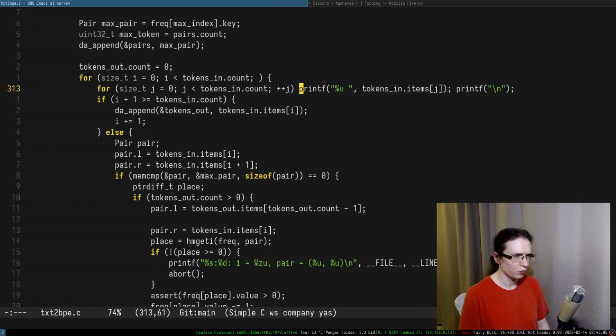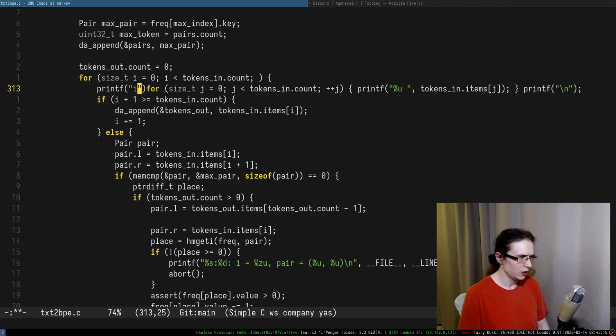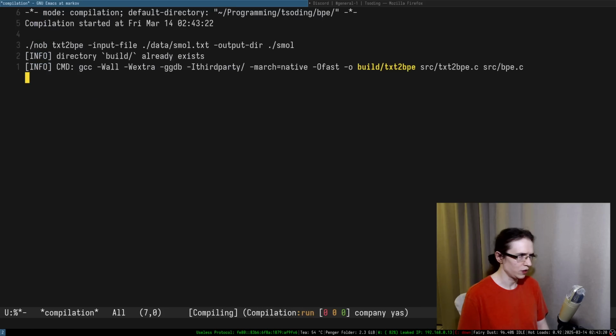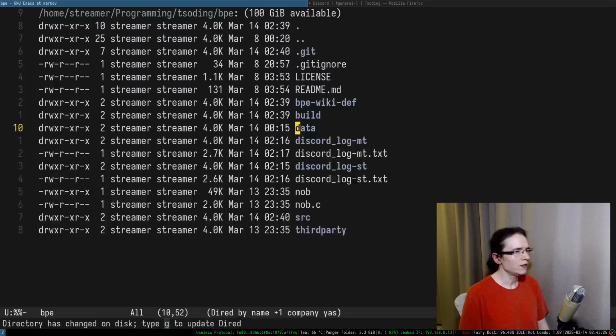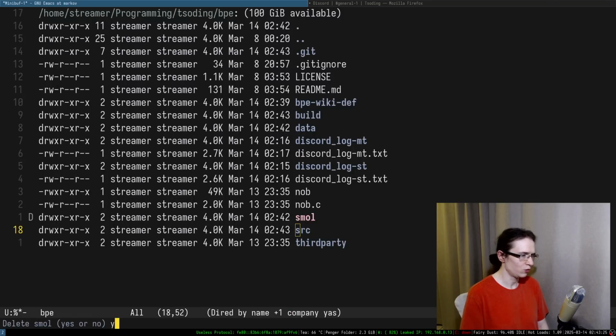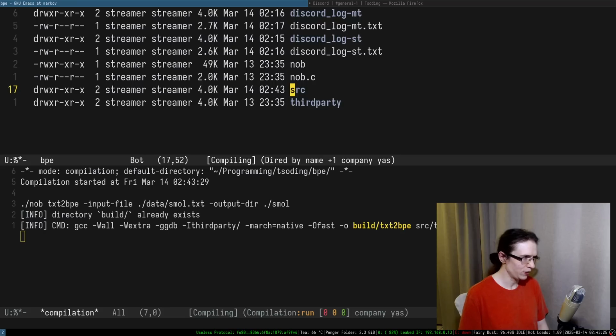So maybe it makes sense to put curly braces in here. I want to keep it as a single line, so it's super easy for me to just comment it out. So might as well just do printf. So this is the input that we're dealing with. This is the input. And I need to not forget to delete this kind of thing every single time.